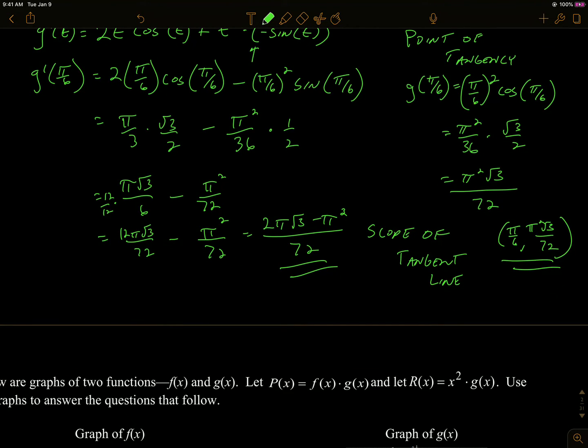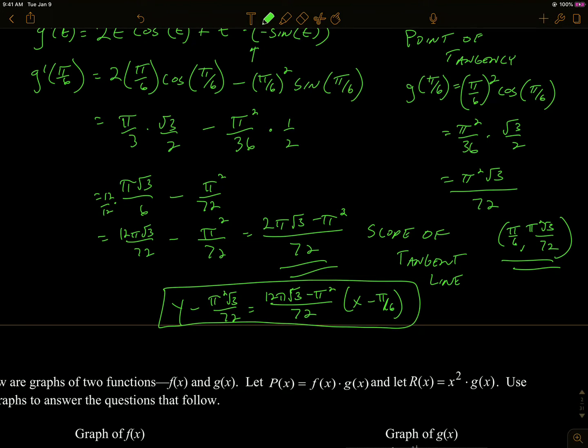Using those, I can write the equation: y minus pi squared root 3 over 72 equals the slope, 12 pi root 3 minus pi squared. That's a heck of a slope for a line. Times x minus the x value, so pi over 6 there. Okay, let's move along here.